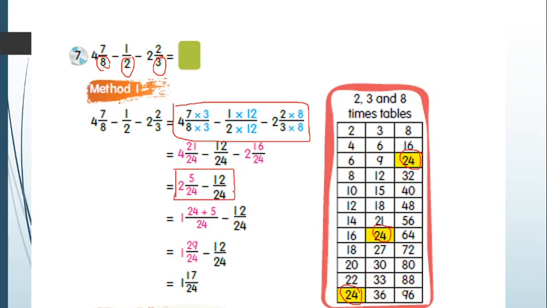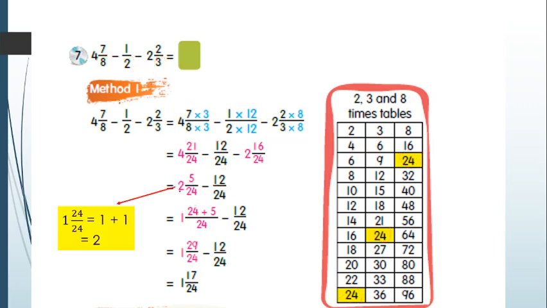Okay, this one is tricky. So look at the denominator, 24, 24. Is it different or the same? It's the same, so we can subtract it. But the problem here is 5 minus 12. Can it be done? 5 minus 12? No, it cannot be done.